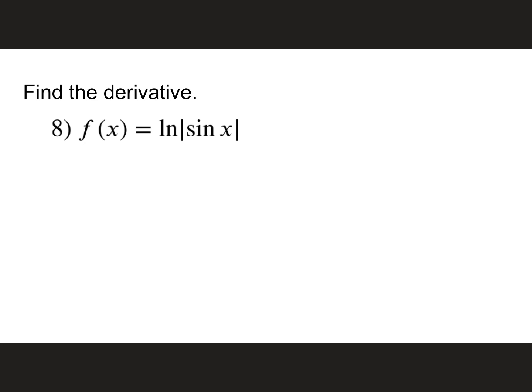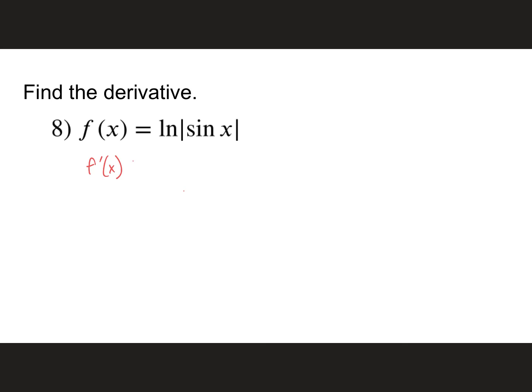Now, here, that absolute value in front of the sine is just to make us not take the natural log of negative values. So that's all that's there for. It's just kind of to protect us so that we don't get any errors when we're trying to find the derivative here.